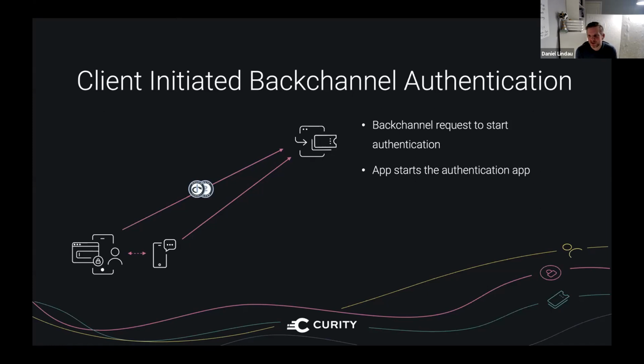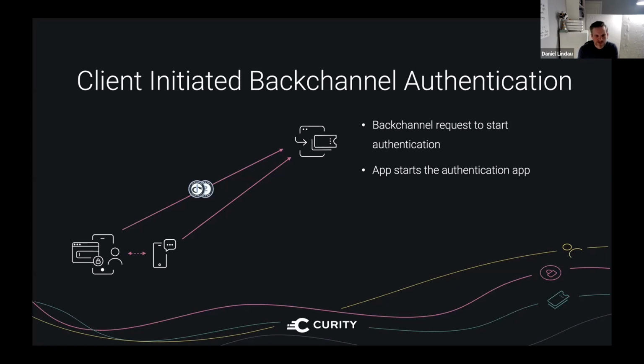CIBA specifies a way to make back-channel requests to the server to start an authentication transaction. And after making that request, it pops up the authenticator app, allows the user to authenticate inside of this app, and then come back to the TPP again. The TPP can poll the server, asking, did the authentication go well? And if it did, you get a token, more or less.